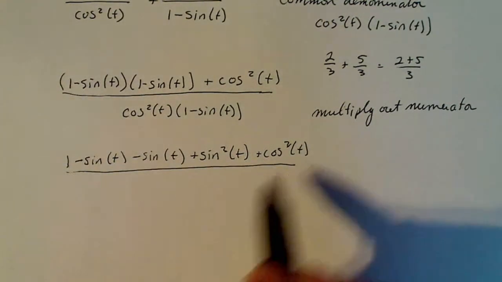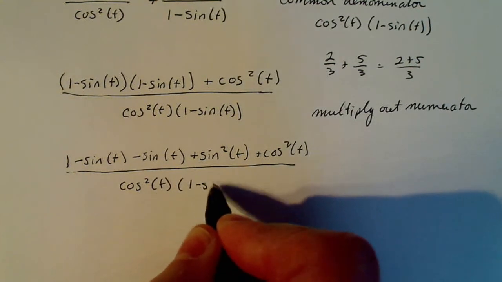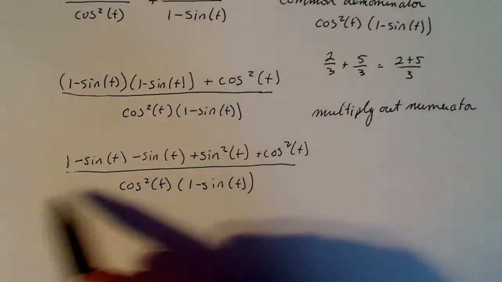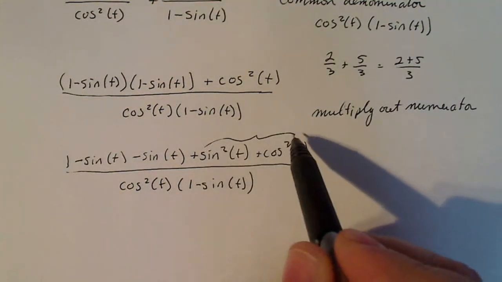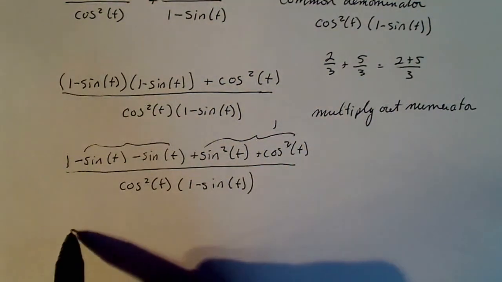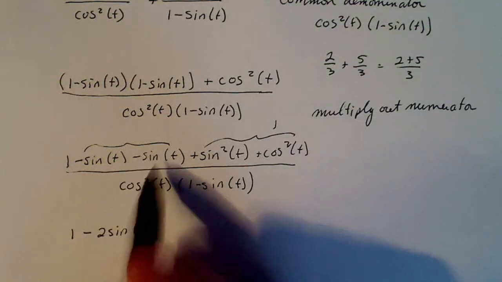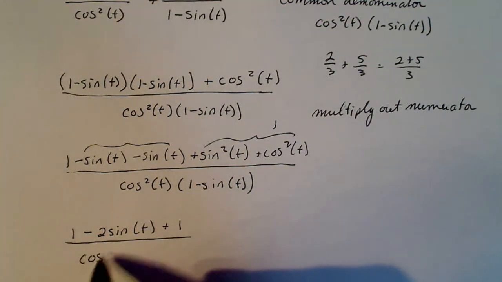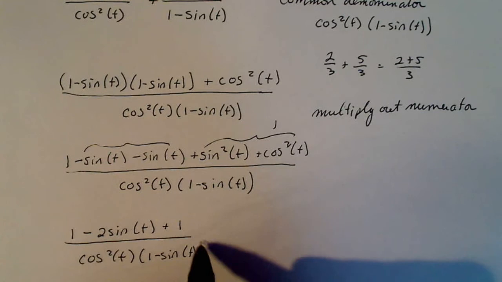Don't multiply out the denominator. Just leave it. Don't distribute. I know we get distribute happy and FOIL happy, but you don't have to do it all the time. Now I'm going to continue simplifying on the top. But this is a beautiful little theorem right here, sine squared plus cosine squared, and that's going to equal 1. And then I can add these two together. So the numerator becomes 1 minus 2 sine t, since minus sine t and minus sine t give minus 2 sine t, plus 1, divided by cosine squared t times 1 minus sine t. I keep saying sine squared, sorry about that.